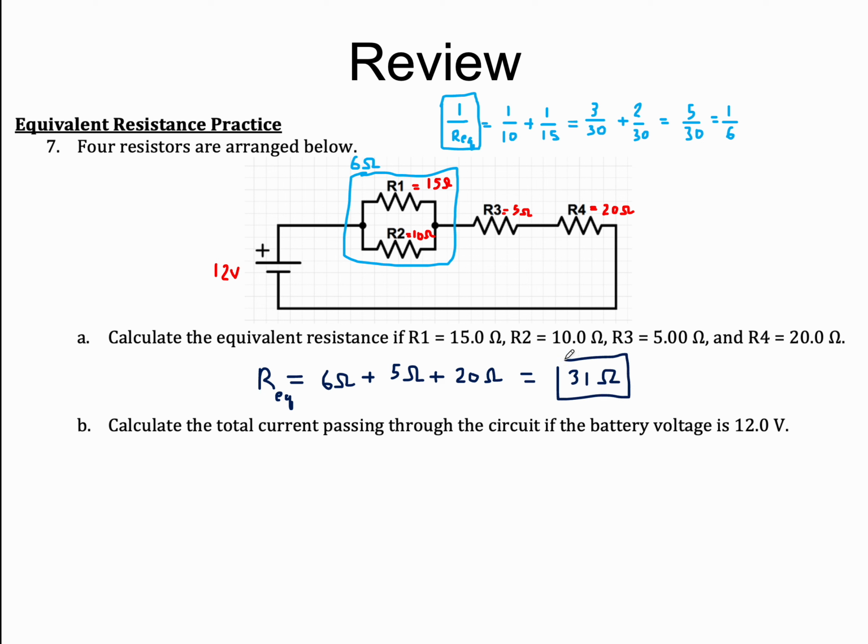And then finally, what's the total current passing through the battery? So we want to know how much current is coming out of here. What are we going to use? Good old Ohm's Law. Resistance was the hard part. Now this is the easier part. We're looking for current. We know the voltage. Oh, actually, I should write it out again. We know the voltage. We know the resistance. We just found it. And we're looking for current.